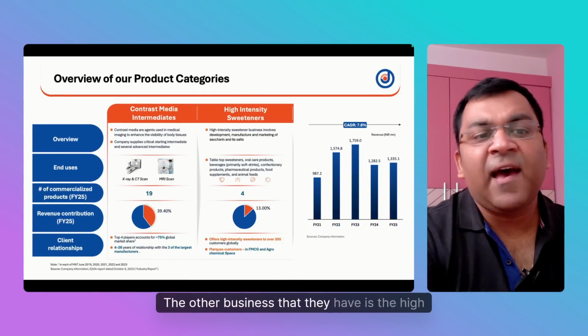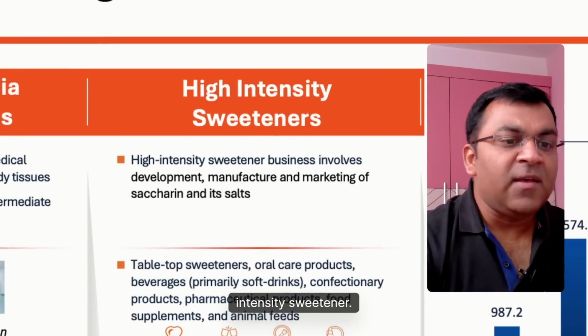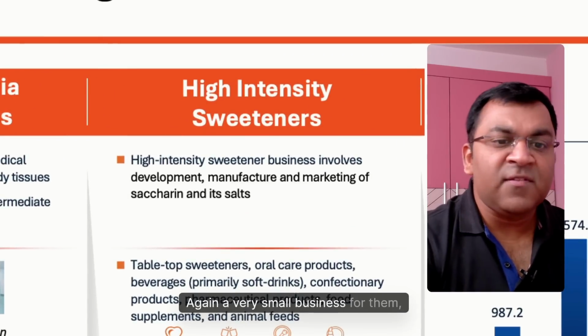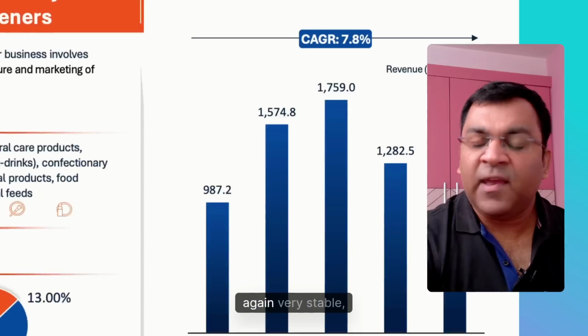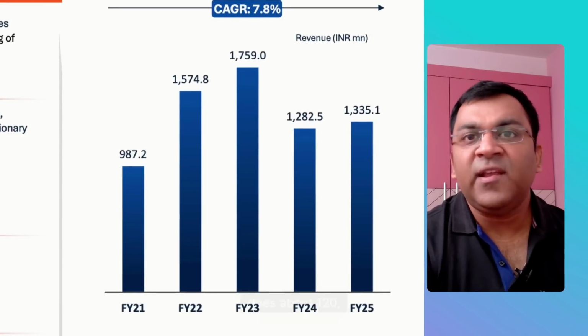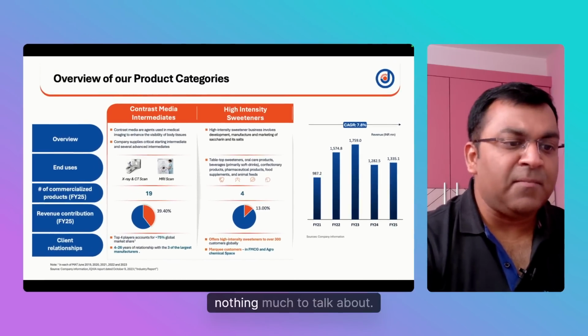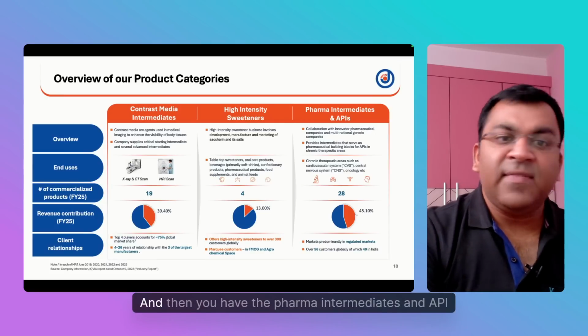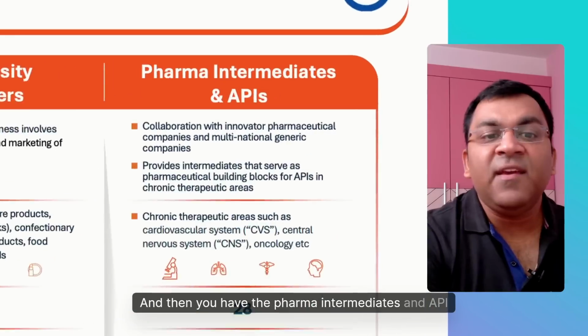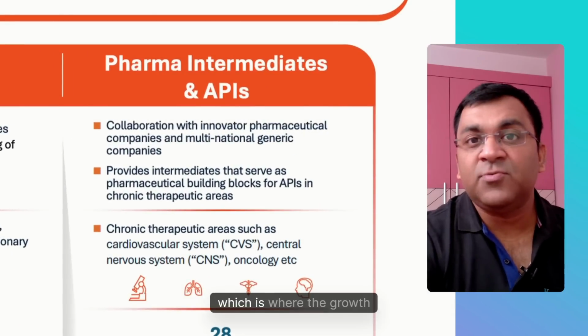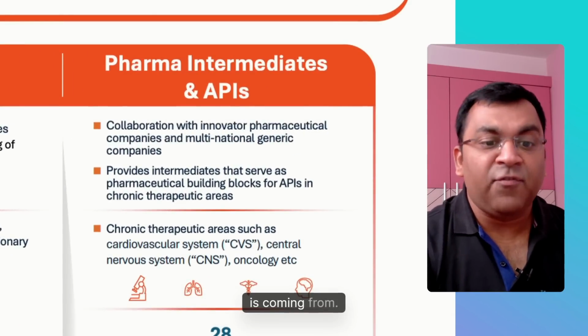The other business that they have is the high intensity sweetener. Again, a very small business for them. Again, very stable, does about 120, 130 odd crores for them on a yearly basis. Nothing much to talk about. And then you have the pharma intermediates and API business, which is where the growth is coming from.